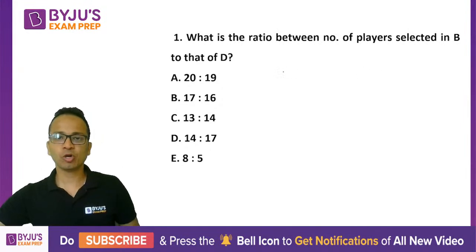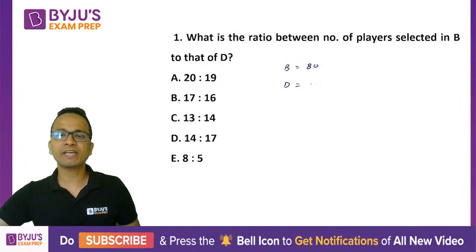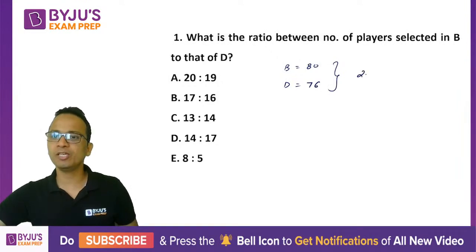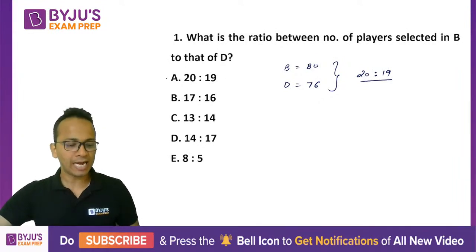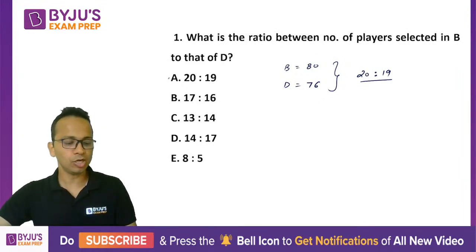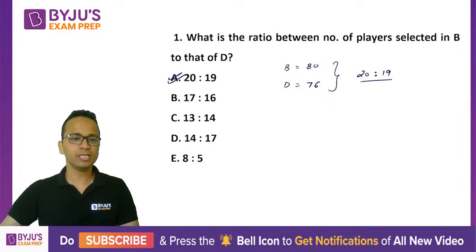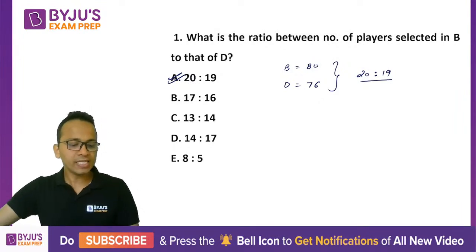So if I talk about B, the number of players is 80 and in D we have calculated as 76. So if I calculate the ratio, I can cancel out 4 from here. So the ratio will be 20:19. Cancelling out 4, the ratio will be 20:19 and the correct answer will be option A. So the correct answer definitely is option A, that is 20:19.